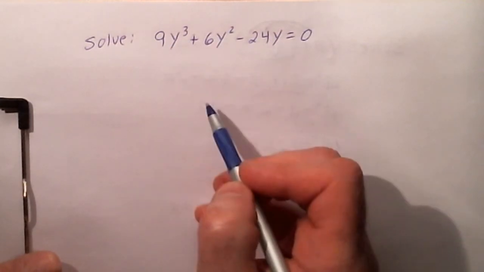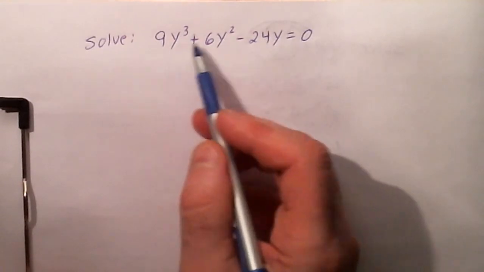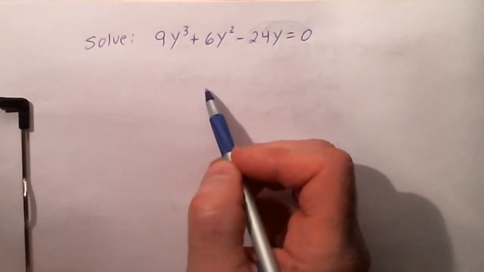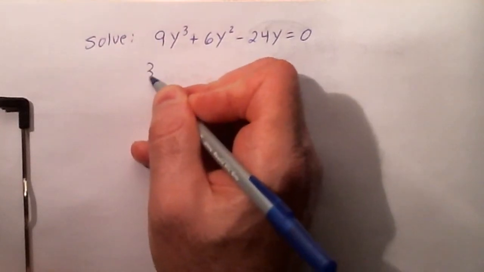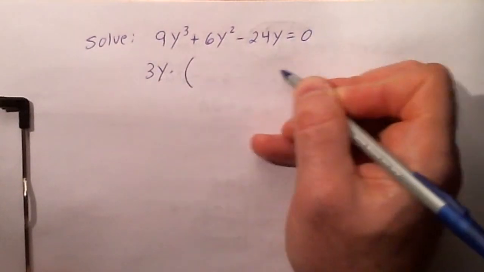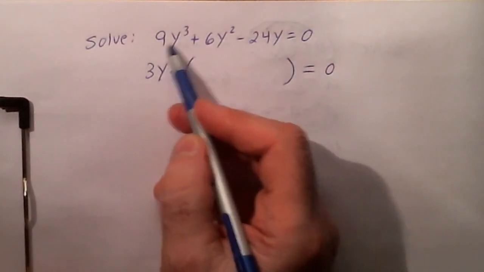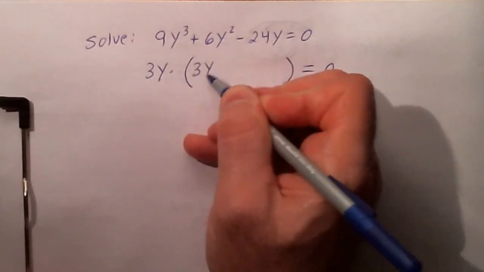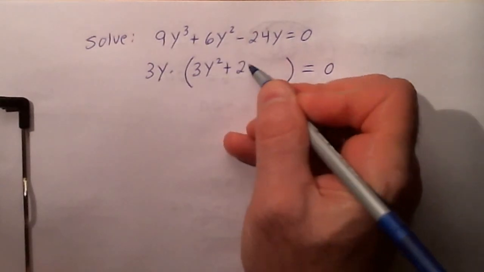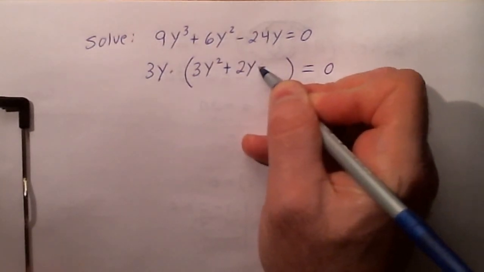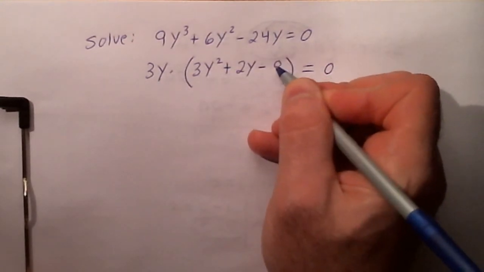To solve this third degree equation, first of all, notice the equation is set equal to 0. That checks out. Next step is, can we factor anything out of all three terms on the left side? And the answer is yes. We can factor a 3 and also a y out of all three terms. So there is your greatest common factor of all three terms on the left side of this equation, 3y. When you factor 3y out of 9y squared, you'll leave behind 3y squared. Plus, when you factor 3y out of 6y squared, you'll leave behind 2y. Minus, when you factor 3y out of 24y, you'll leave behind just 8.